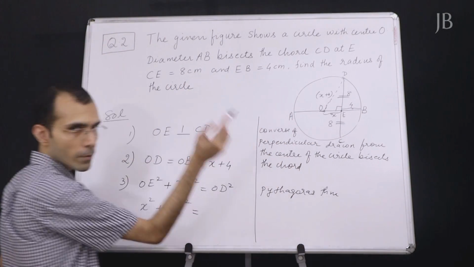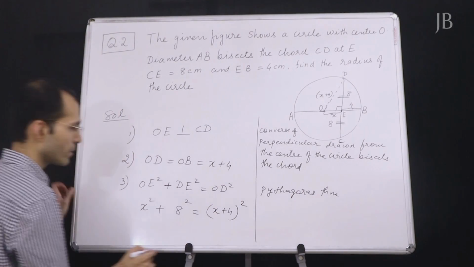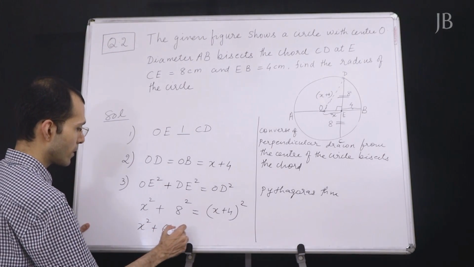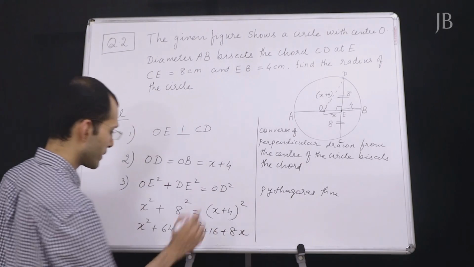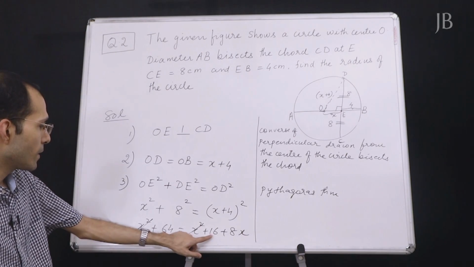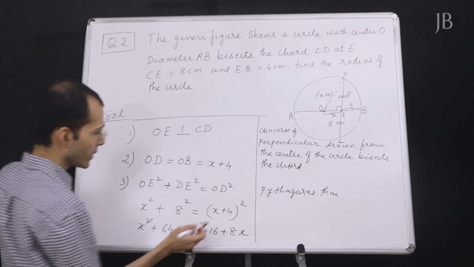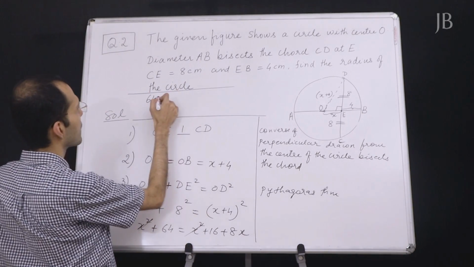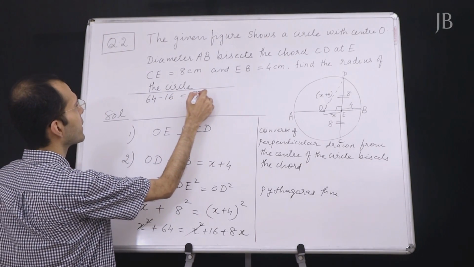OD is X plus 4 because of the reasons explained earlier. Now it is simple substitution. Solve for X. So X square plus 64 is X square plus 16 plus 8X. This will get cancelled. 16 will come here. So I will just squeeze in the solution here. Okay. 64 minus 16 is equaling 8x.